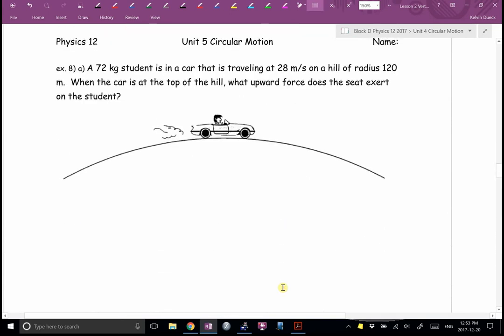Okay. Let's go for a drive. I like this question. A student is in a car that's traveling at 28 meters per second on a hill of radius 120 meters. Okay. We're going to make, in our magic physics world, the hill perfectly circular. When the car is at the top of the hill, what upward force does the seat exert on the student?